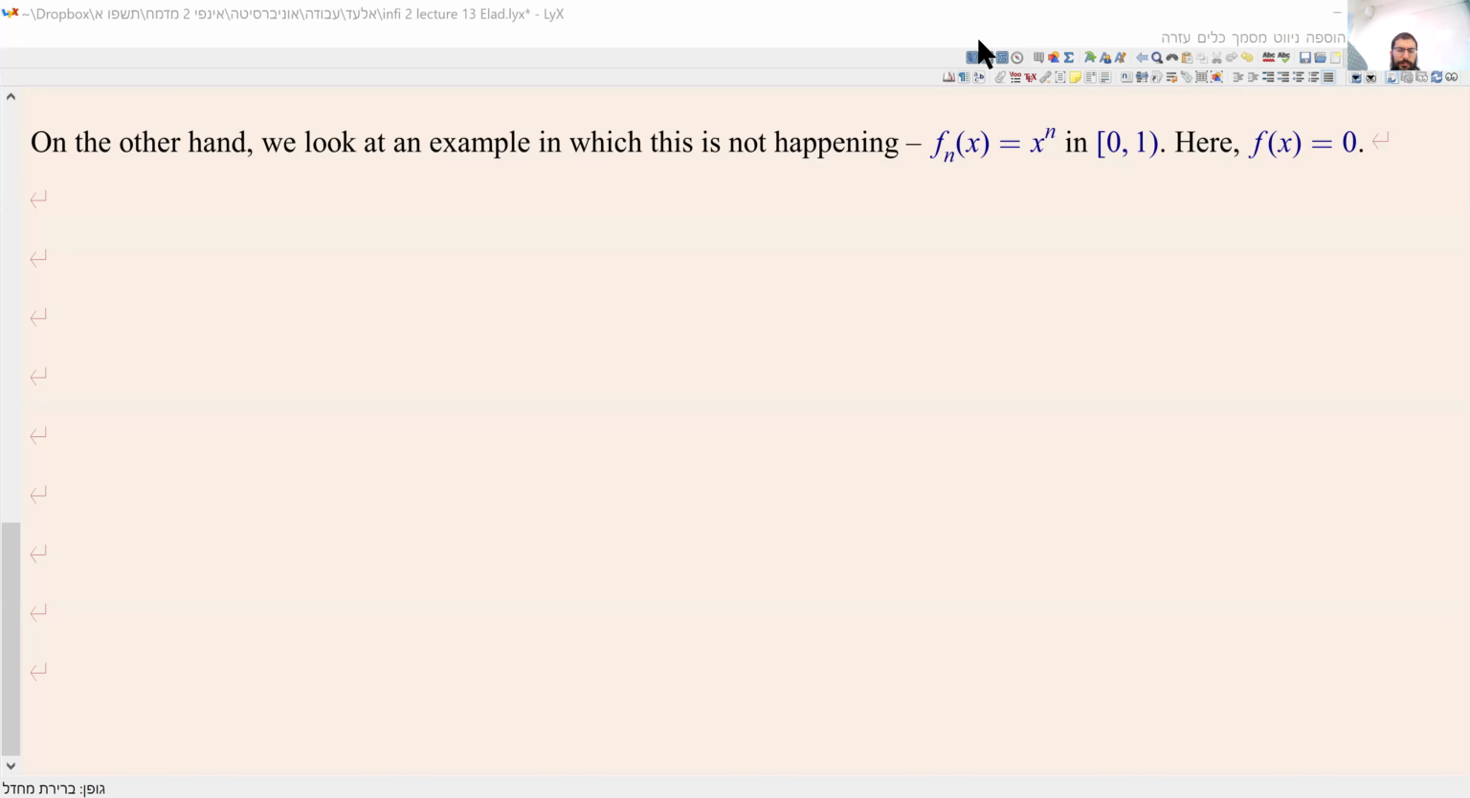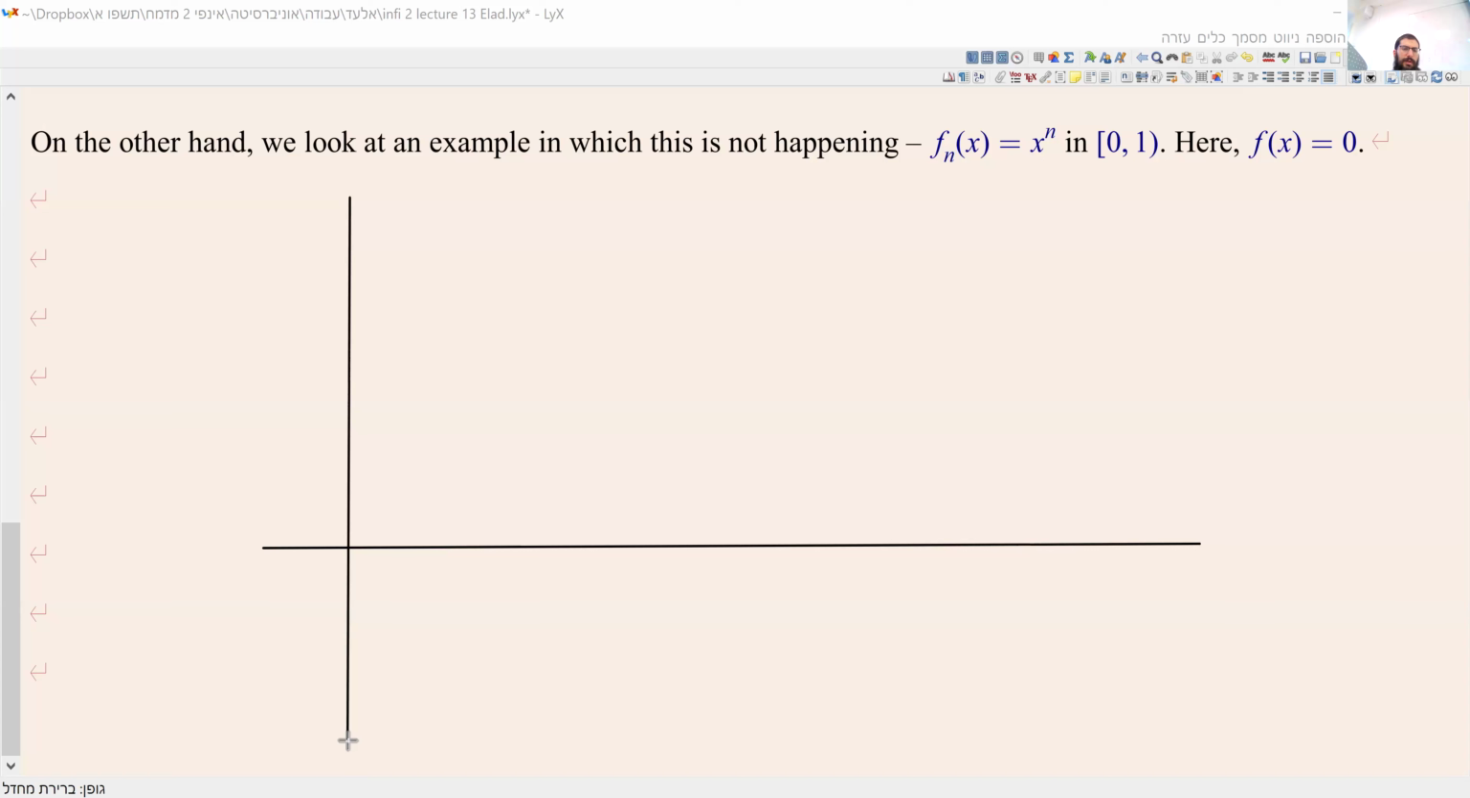And now, this is the drawing we have already drawn. Let's use the black one. I draw the x-axis here, and this is the y-axis, to have some proportions. Of course, we do not have them exactly. How does the limit function look? It's the x-axis. This is f. It's only 0. How do the f_n look?